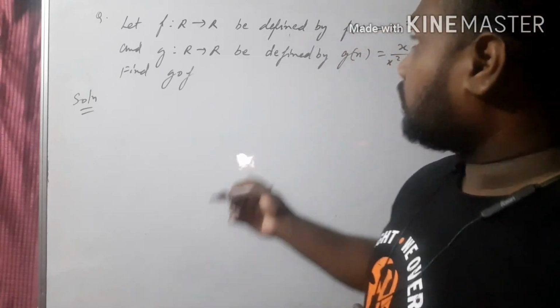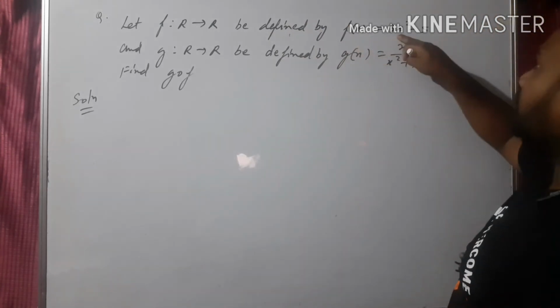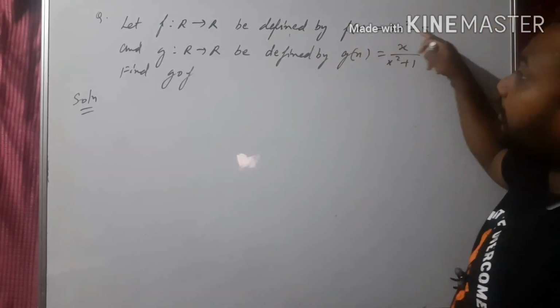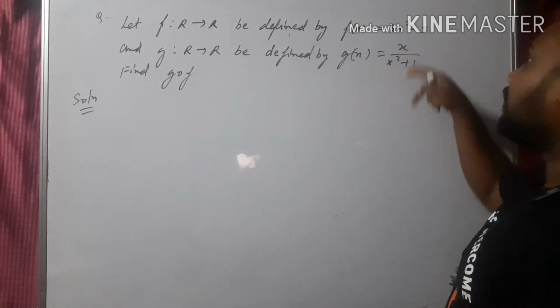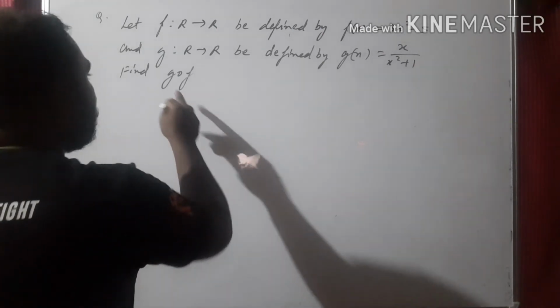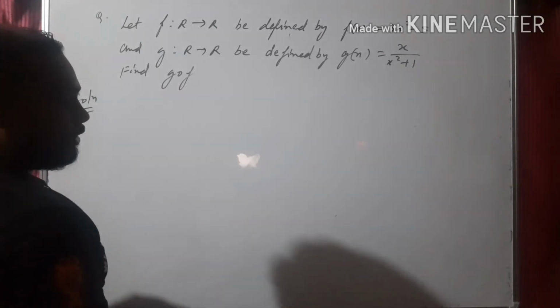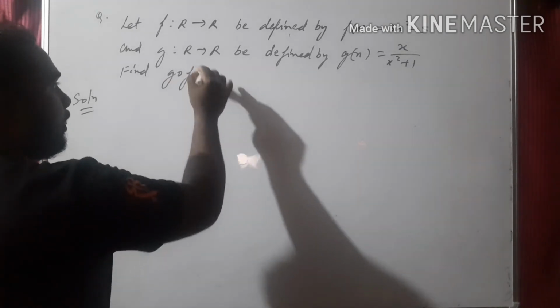Okay, so next question: the function f from R to R is given, and it is defined by f(x) = 3x^2 - 5, and g from R to R is given and it is defined by g(x) = x/(x^2 + 1). We want to find the value of g of f of x.